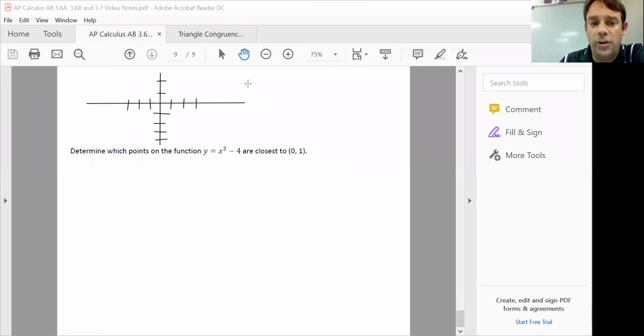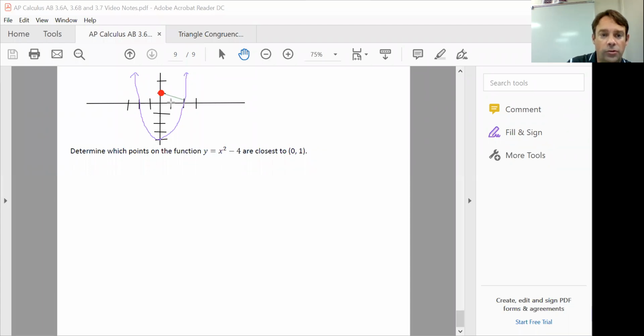Now this one's going to be just a little bit more different. So I have some graph, some parabola, and we're trying to figure out when this graph right here will have some point that's the closest.